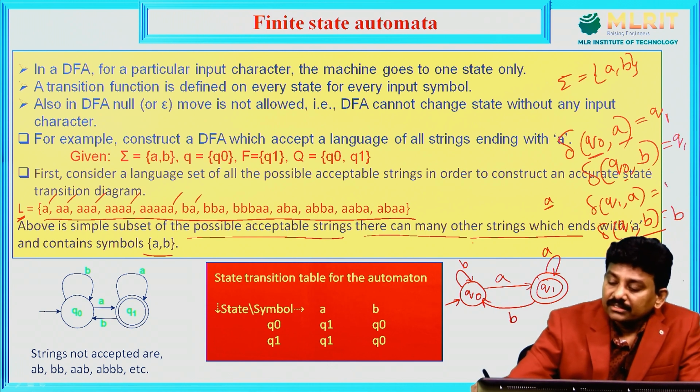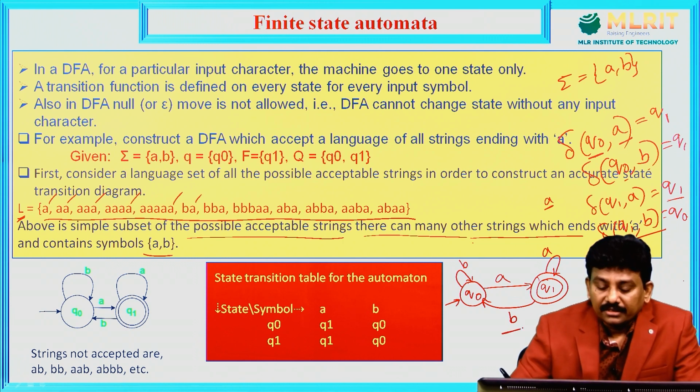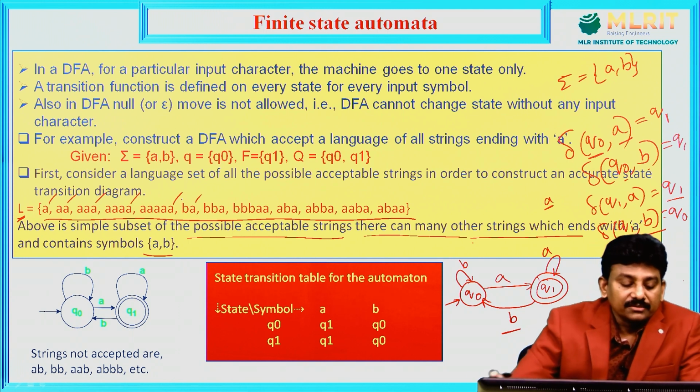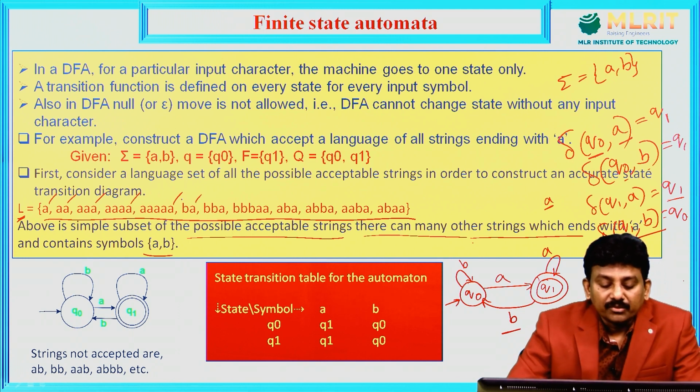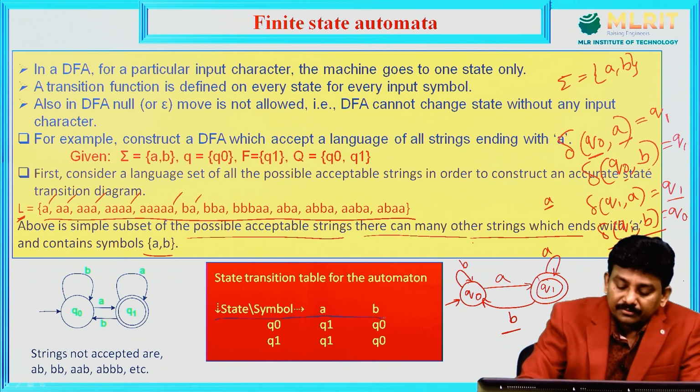q1 on A stay in the same state; in q1 if you read B, go to q naught. This is the transition diagram for the language consisting of combinations of the symbols A and B that end with A. Next, the transition table.